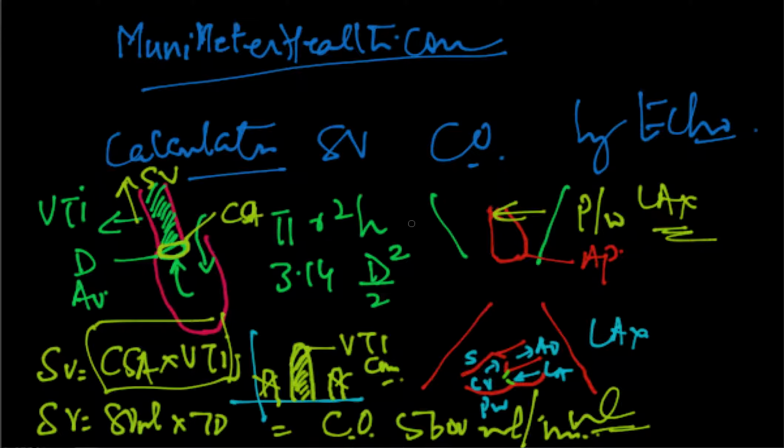Okay, great. So this is, in a nutshell, how you calculate the CSA and the VTI, and therefore the stroke volume, and therefore the cardiac output.